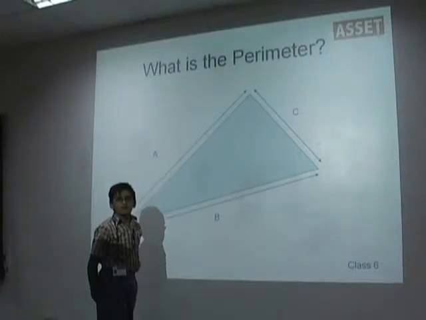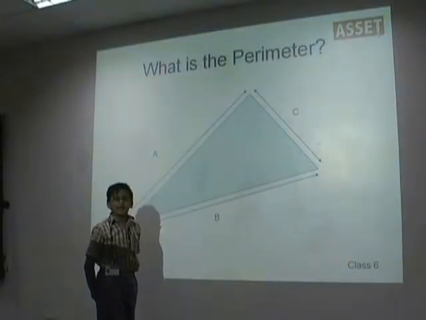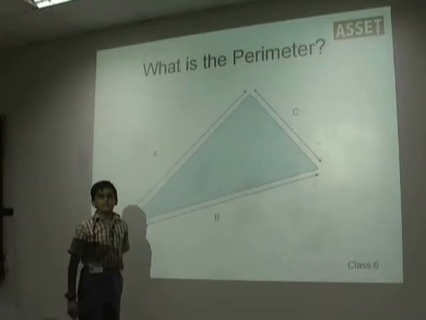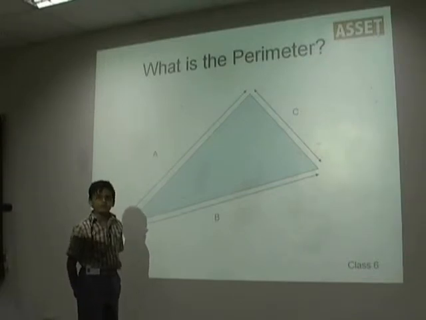Why do we do that? To get the perimeter. Why? Because it does not have an exact measurement.